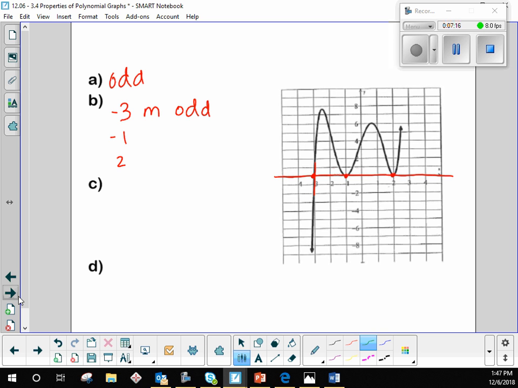So for the 0, -1, what's the behavior there at -1? The graph bounces, it turns around and goes in the opposite direction. So when that happens, your multiplicity is even. Which means it's at, well, I'll talk about that in a second. At the 0, that's +2, even. The multiplicity is even.